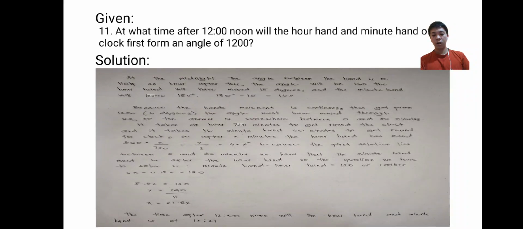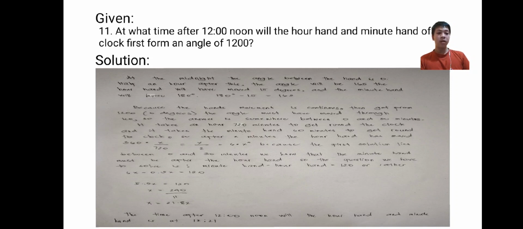So, at midnight, the angle between the hands is 0. Half an hour after this, the angle will be 165. The hour hand will have moved 15 degrees, and the minute hand will have moved 180 degrees. So, it will become 180 degrees minus 15, so it will have 165. Because the hands' movement is continuous, then going from 12:00 at 0 degrees, the angle must have moved through 120. So the answer is somewhere between 0 and 30 minutes.